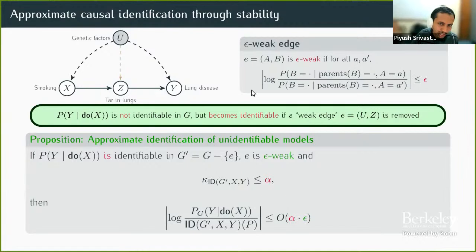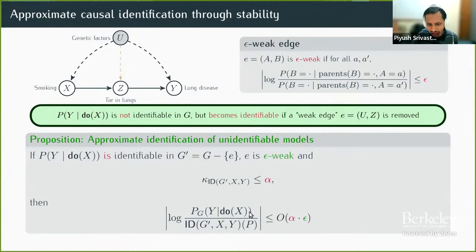And one can show quite easily, in fact, that if you have a graph like this, where Y given do X is not identifiable, but if you remove the edge, then it is identifiable. And further, if you know that the edge that you're removing to make the model identifiable is weak, and you also know that the ID has small condition number, then the value does not quite change. So you can just run ID on this wrong graph, which has the edge removed, and output that as your answer, and it would still be quite a good approximation to Y given do X.